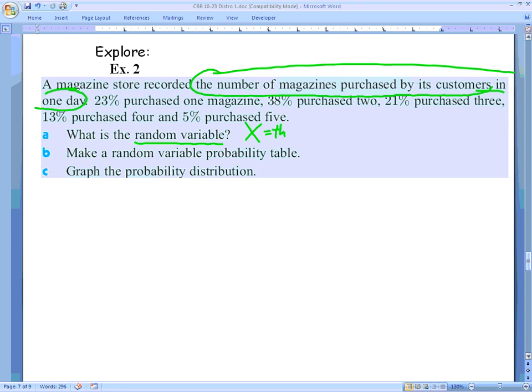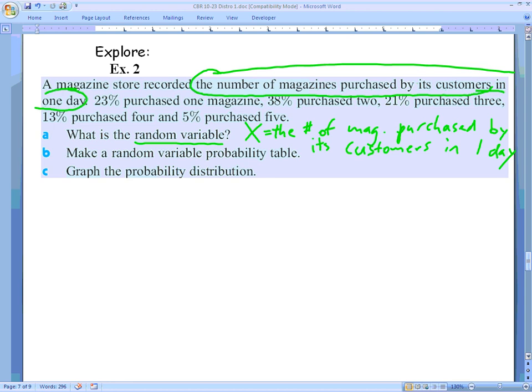The number of magazines purchased by its customers in one day.